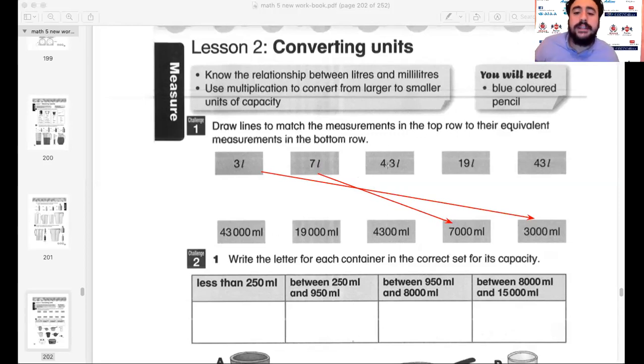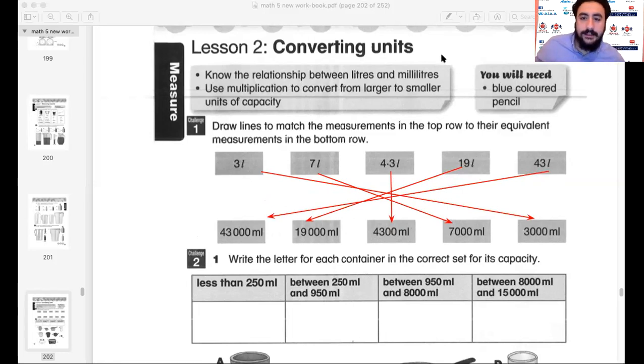Okay, what about 4.3? Yeah, Hala. 4.3 will be 4,300 milliliters. Yes, this one. What about 19 liters? It should be 19,000 milliliters. 19,000, and then the last one right here. And that's it, guys.